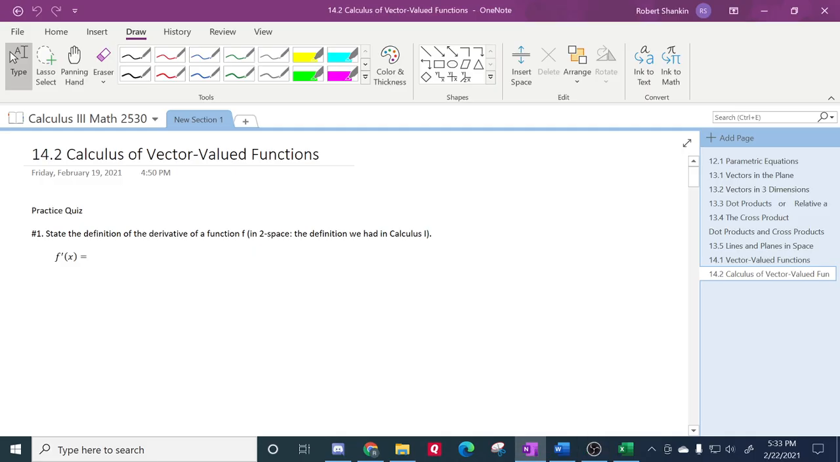Go ahead and start on practice quiz problem number 1. State the good old definition of the derivative in 2 space, what we had in calculus 1. Formal definition.